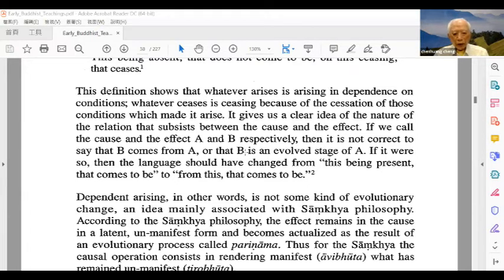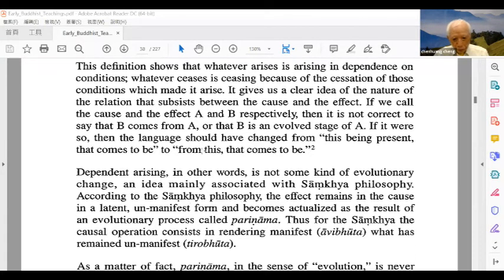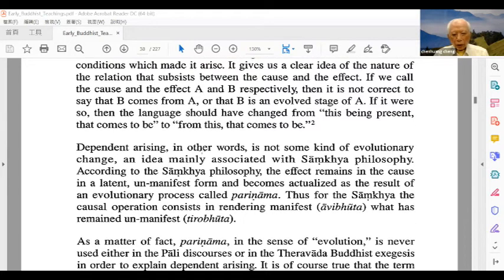The effect is not an evolved stage of the cause. Otherwise, we would have to say, "from this, that comes to be." "From this" is different from "this being present." That is very important to remember. Then we come to the next paragraph.